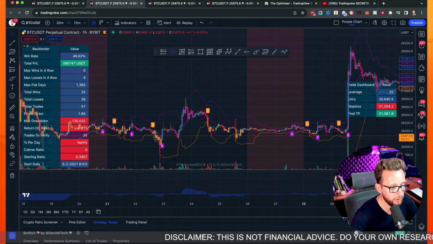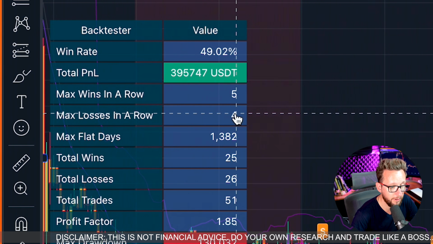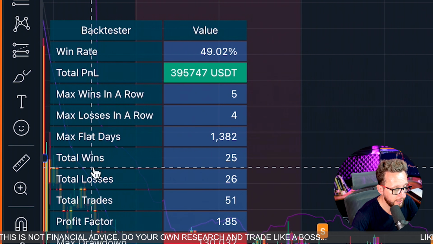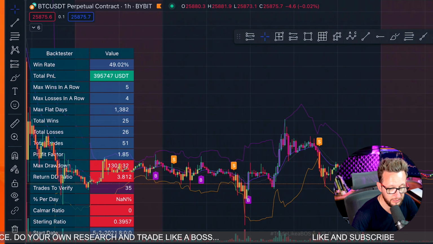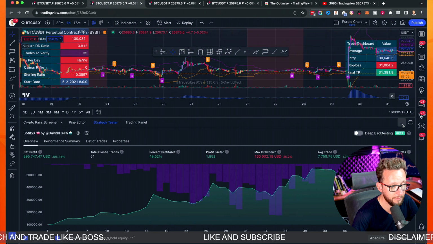If I go over to the results over here, max wins in a row was 5, max losses in a row were 4, so we still have a positive max win rate ratio. And yeah, total wins 25, total losses 26. Now that was one thing that I was going to say. Number of trades was only 51 here, but I will deep backtest it in a minute with everybody.